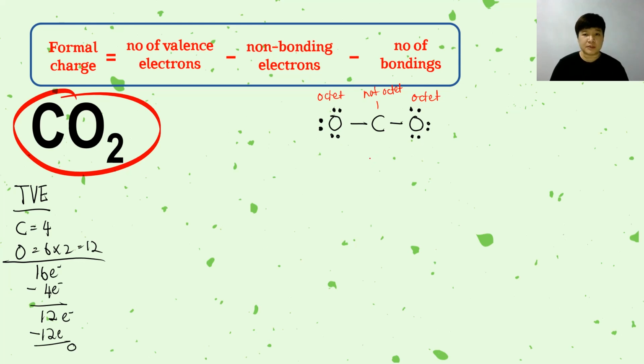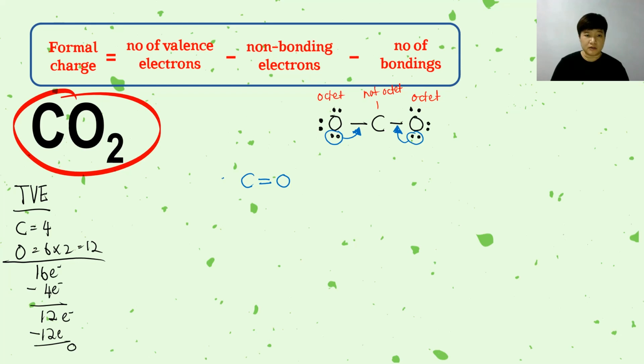So how can I make carbon octet? There are a few ways to make carbon octet. That's why we have a few possible Lewis structures. The first method is that both of the oxygens donate a lone pair. The oxygen gives in a lone pair, the other oxygen gives in a lone pair, and you will form the first possible Lewis structure, which is this.